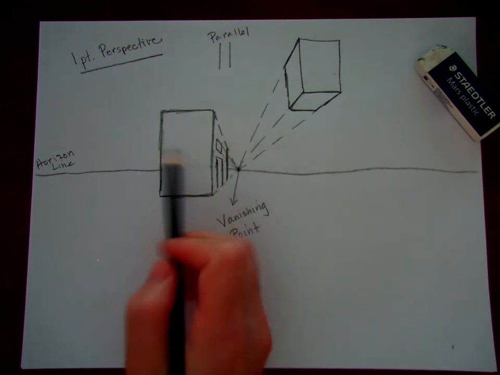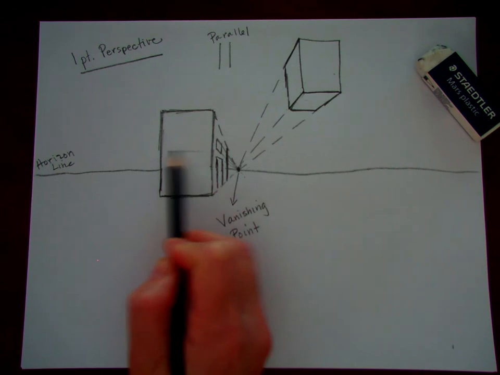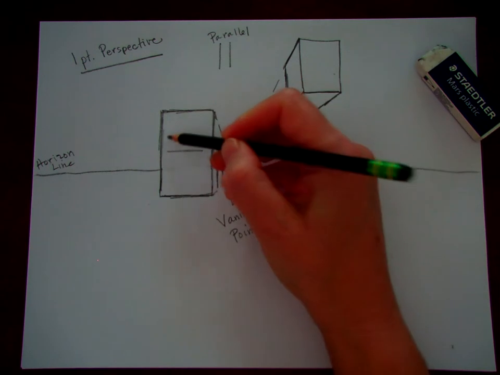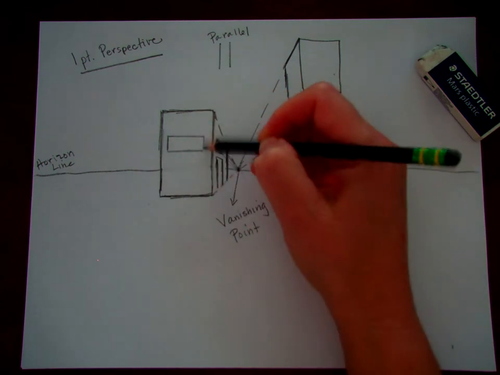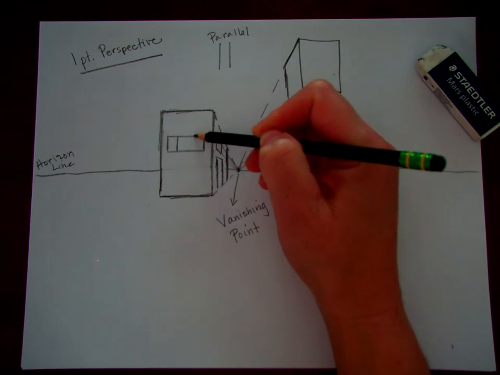All right, the next step is the windows here. The windows here are pretty simple because basically if you can draw a straight line, parallel, then you'll be able to draw the windows. There's like a little separation between the windows.